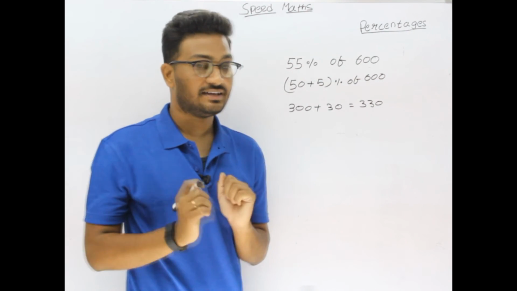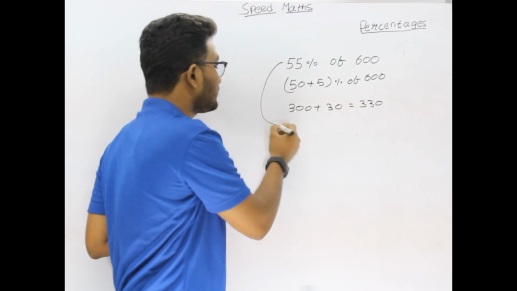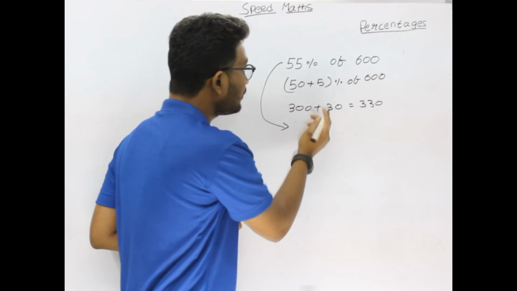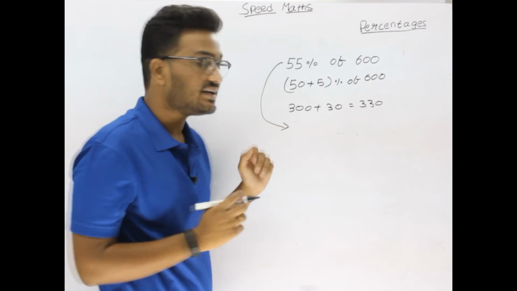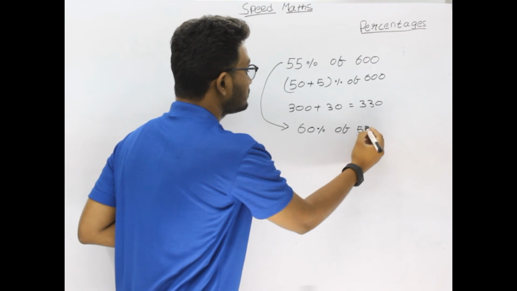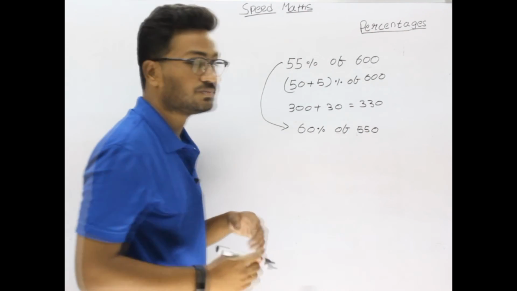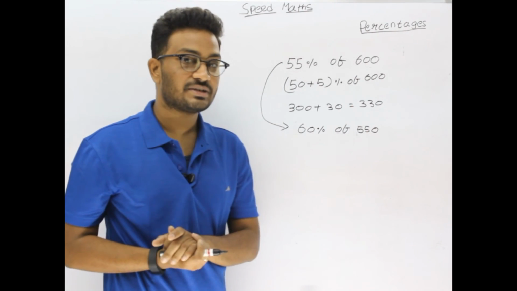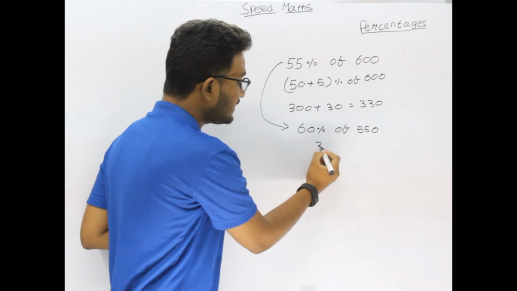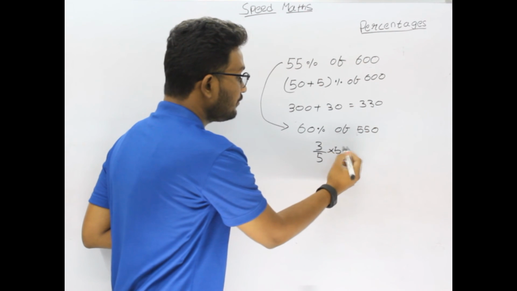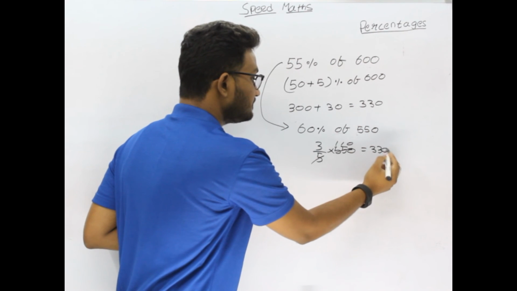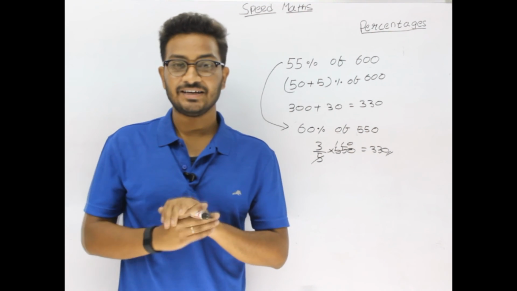Now we will do it with another method also, by converting percentage to number and number to percentage. We can convert this 55% of 600 as 60% of 550. Now what is the 60% fractional equivalent? It is 3 by 5. So we directly multiply 550 with 3 by 5 and get the answer as 330. We can use either method to get the answer.